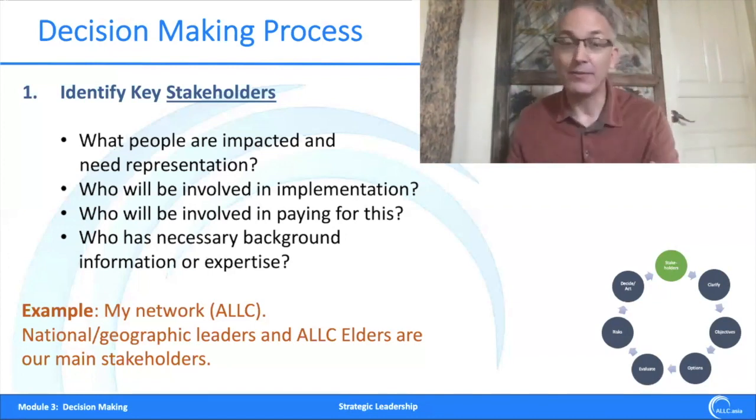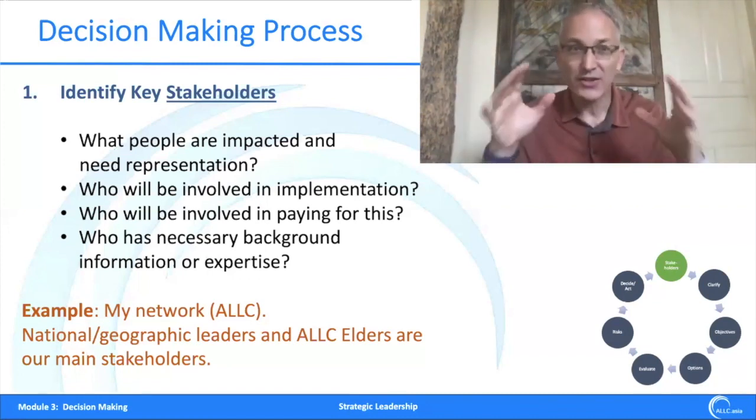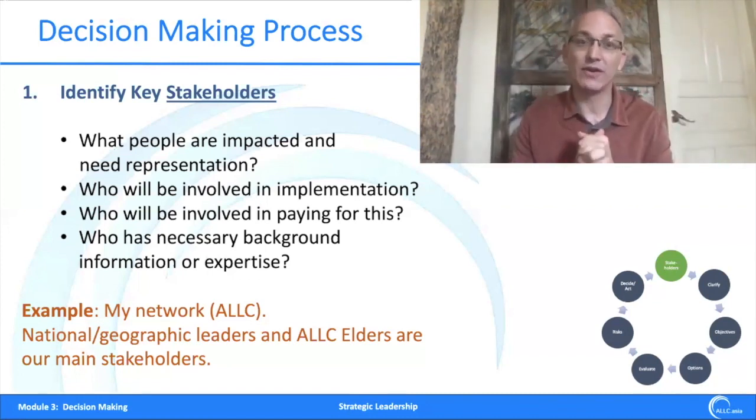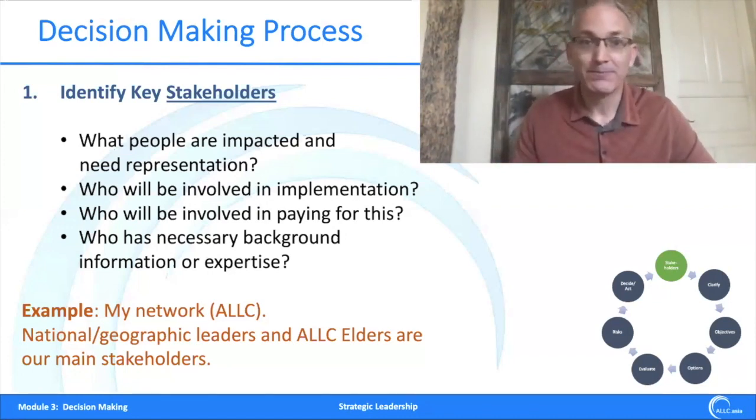So we need to know from them where and when would be best for them to hold a leadership summit as well. So we decided National Geographic leaders, elders, our ALLC elders, those are kind of the key stakeholders that we want to involve in making our decision about where to hold an annual leadership summit. So how about you?